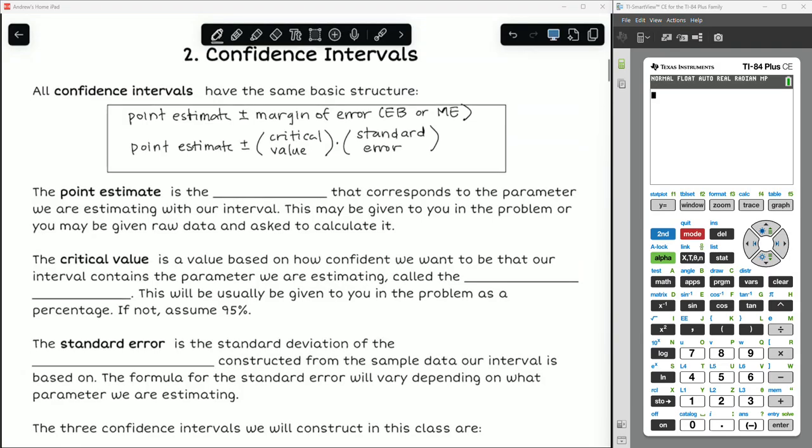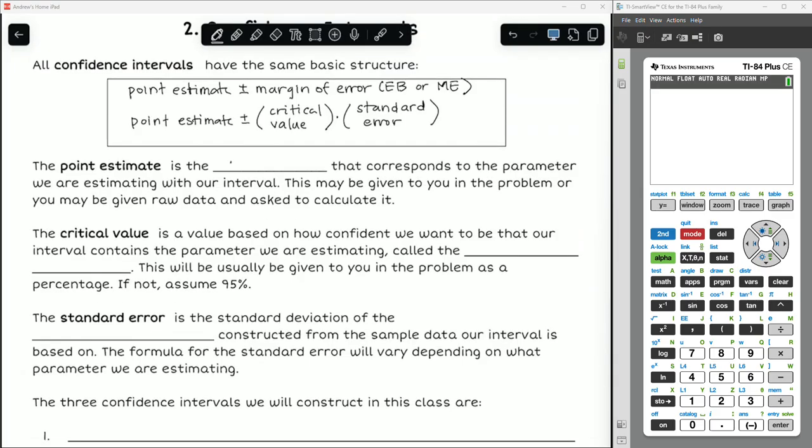So the point estimate is the sample statistic that best corresponds to the parameter, and it may be given to you in the problem more often than not, though sometimes you'll be given a list of raw data and asked to calculate it like we did in our last video.